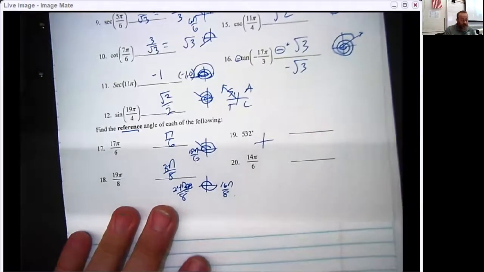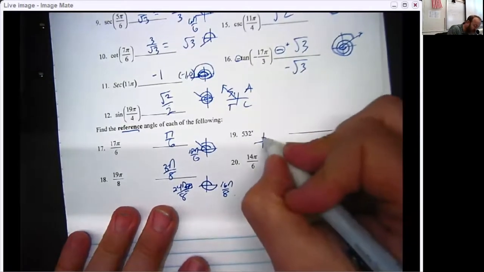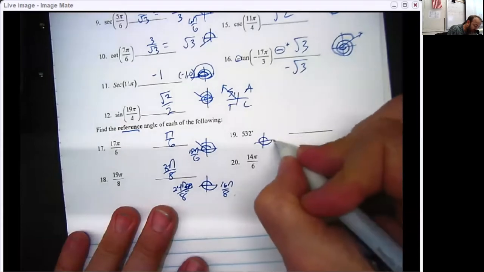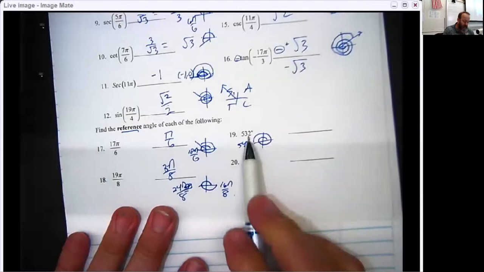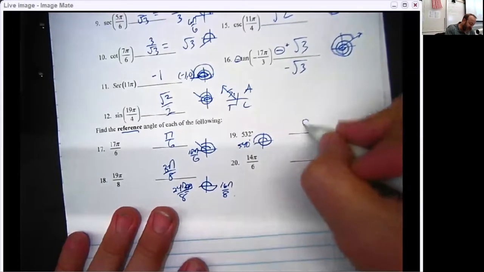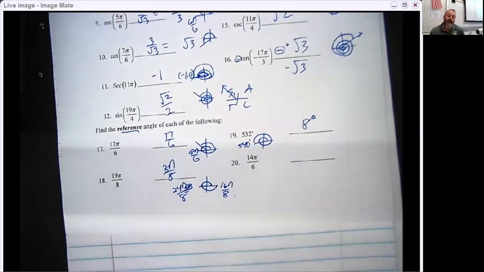Now, keep going. 532 degrees is the first one I gave you in degrees. This would be 180. This would be 360. I'm getting closer. This would have been 540 if I kept it going. Well, how much did I miss by? It was exactly 8. And a reference angle is an absolute value. So you miss by 8 either up or down. It doesn't matter. It's just you miss by 8.